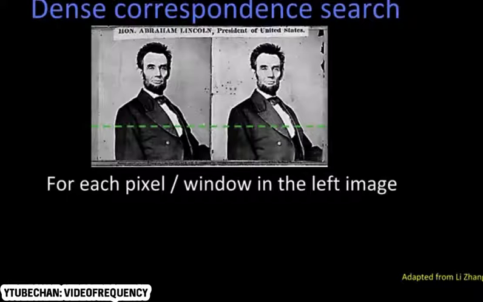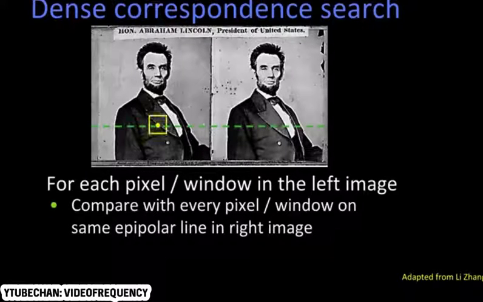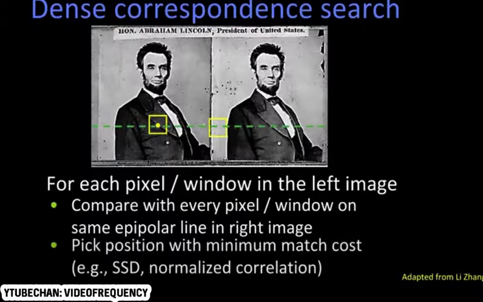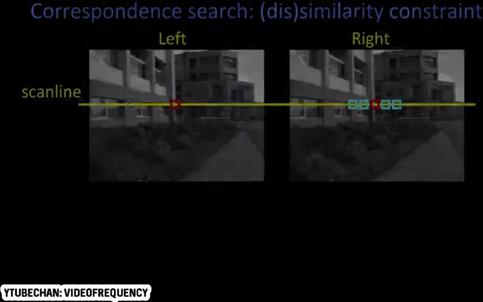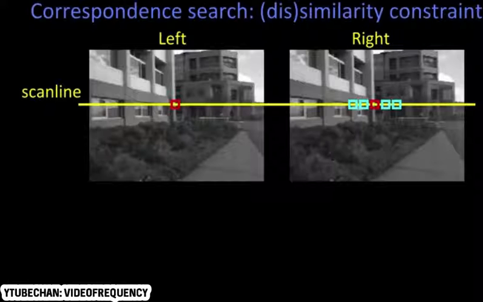So here's how we're going to do the dense correspondence. Dense correspondence meaning we're finding a match everywhere. For every pixel, let's say in the left image, we're going to take a little window around that pixel, and we're going to compare it with every pixel/window in the right image. And we're going to just pick the position that is either the most similar or the least dissimilar. And that best match, that's what we're going to assume is our corresponding point. So here's a very simple illustration. I have a scan line across both images, and we're assuming parallel scan lines for now. I've got my window in my left image, and I'm going to compare it to a bunch of windows in my right image.